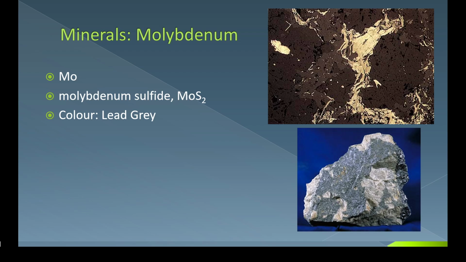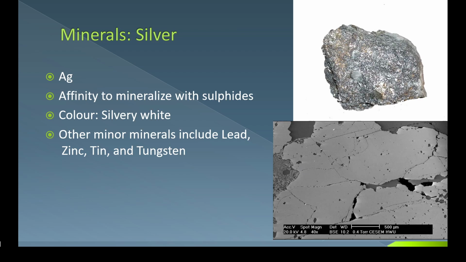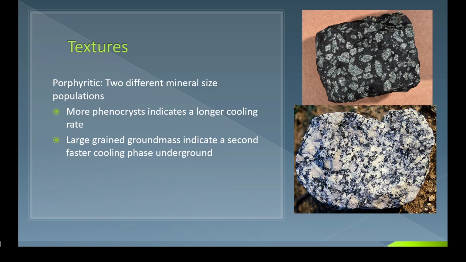Next is molybdenum. Molybdenum primarily forms as a sulfide, molybdenum sulfide, and the color is usually light gray in hand sample. And the final, more of a tertiary metal, less seen in porphyry deposits, is silver. Silver has the affinity to mineralize alongside sulfides, and the color is a silvery white. It is also found with the minor minerals in the porphyries, including lead, zinc, tin, and tungsten.